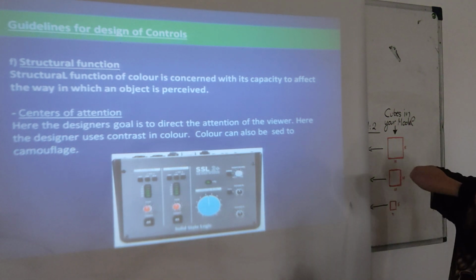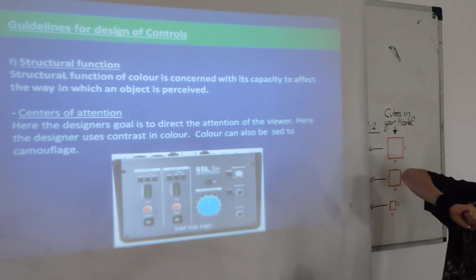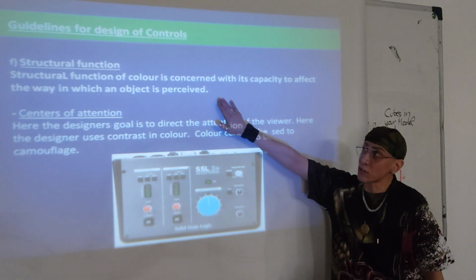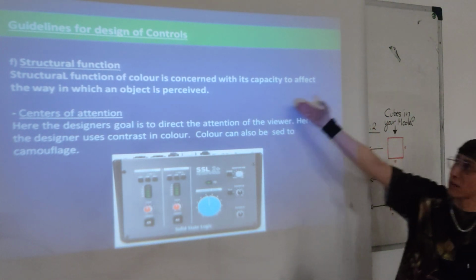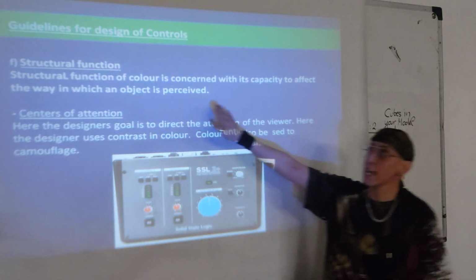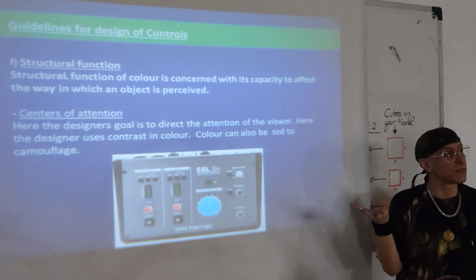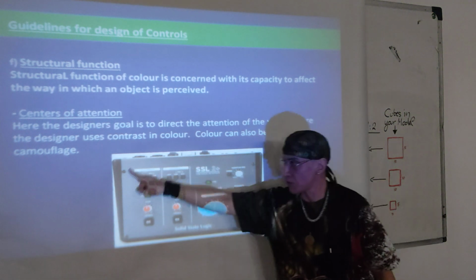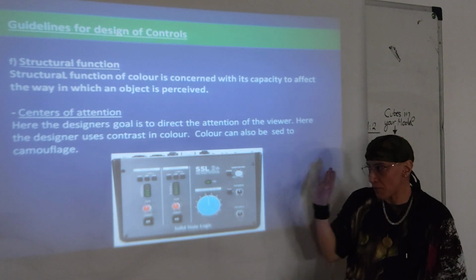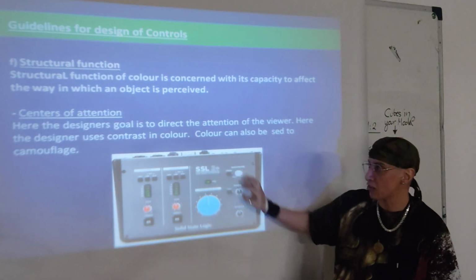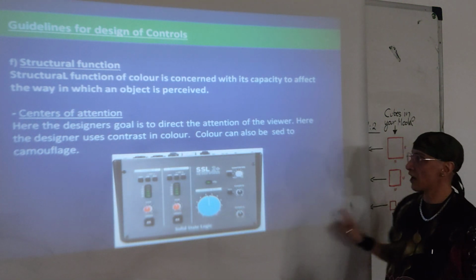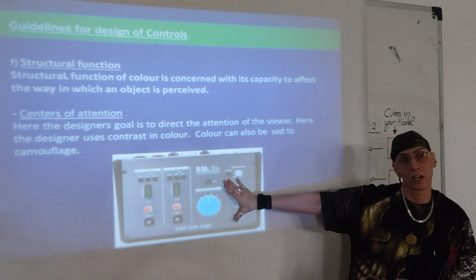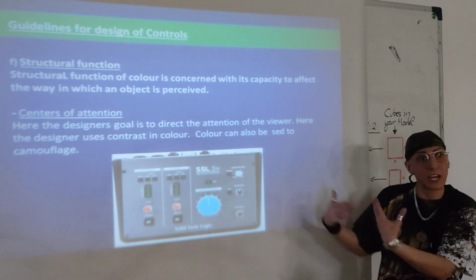Okay, so what do we have here? Structural functions. The structural function of color is concerned with the ability or capacity to affect the way an object is perceived. So I can have this design, like the organization of the controls with all the other details, and I can have here the same one, but I just change some of the colors.